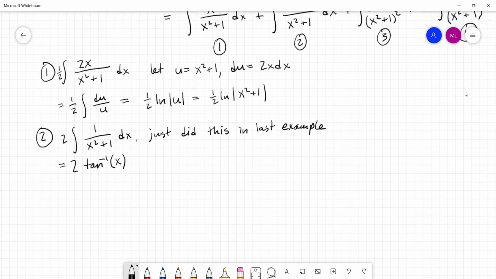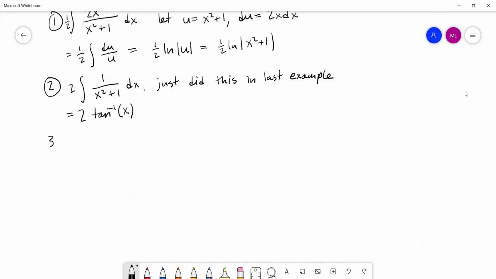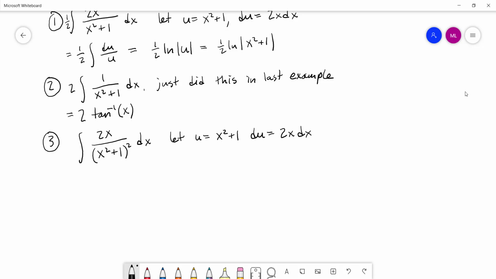Third one is x on top. So we've got the integral of x over (x squared plus 1) whole thing squared dx. I'm going to make the same substitution. I'm going to let u be equal to x squared plus 1. du is going to be 2x dx. I'm going to force a 2 there and account for it with a 1/2 in front of everything.